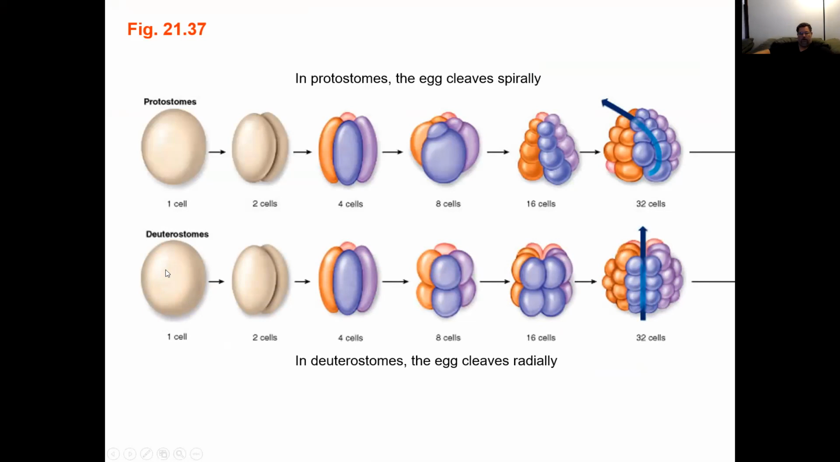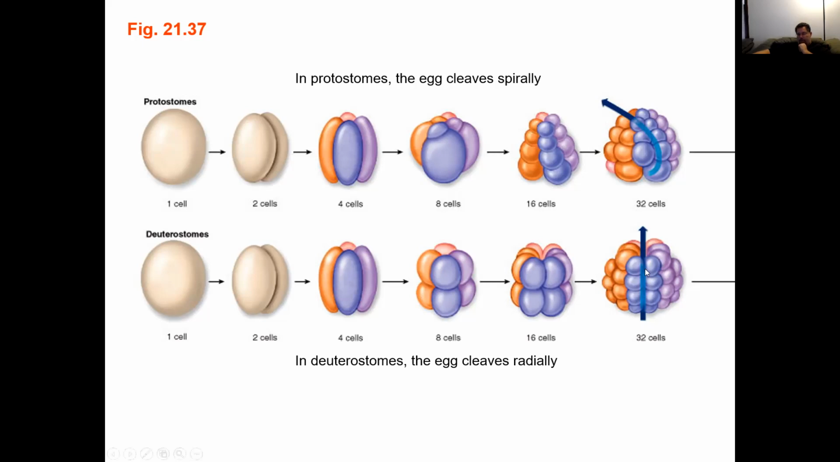Here we have our egg. A sperm has fertilized it. The egg divides into 2 equal halves. It divides into 4 equal halves. It then divides into 8 equal sizes. And you notice they're just equally on top of each other for the most part. So we call this radial cleavage.